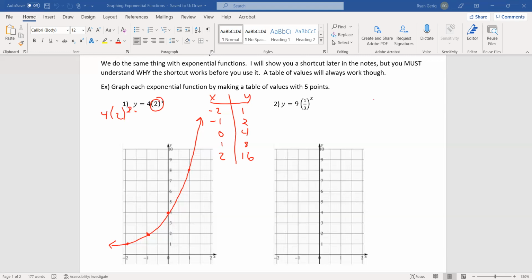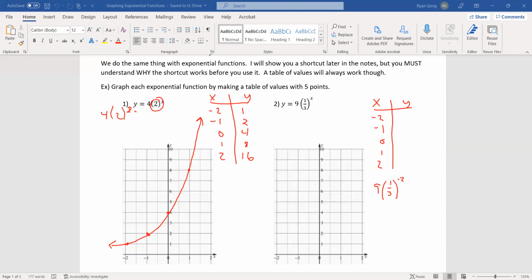Moving on to number 2. Do you see how 1/3 is my B value? That's less than 1, so this is going to be a decay. This one's going to fall very quickly. Now, this one gets a little trickier with how to plug it in. So 9 times 1/3 to the negative second.